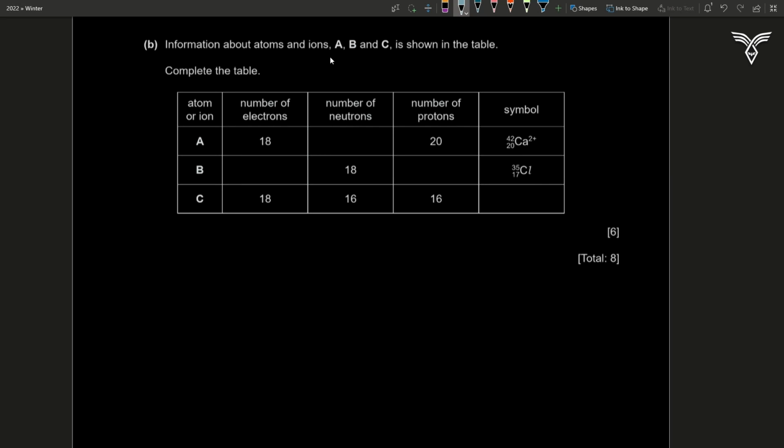Part B. Information about atoms and ions A, B and C is shown in the table. Complete the table. طيب The number of electrons in atom or ion A is 18 وال number of protons is 20 والسيمبل بتاعتها is calcium 2+. طيب حلو. For a calcium 2+ ion هي فعلا عندها normally 20 protons and that's what we have here. و because it has 20 protons that means when it's stable عندها 20 electrons. طيب لما تكون a 2+ charge هيكون عندها 2 less electrons اللي هما 18.